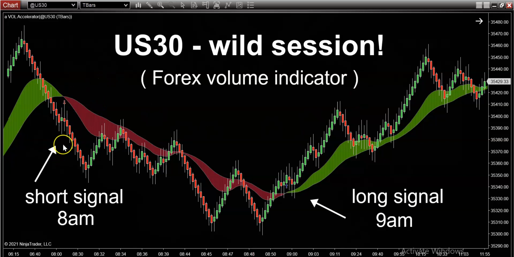This short signal from today at 8 o'clock in the morning told us that there was going to be a downtrend. Why? It's because the volume indicator here, that's that band you see, turned red right on this bar here, okay? And on the flip side, right over here, about 1 hour later, the volume band, as you can quite clearly see, turned green. So there are your signals, ladies and gentlemen.